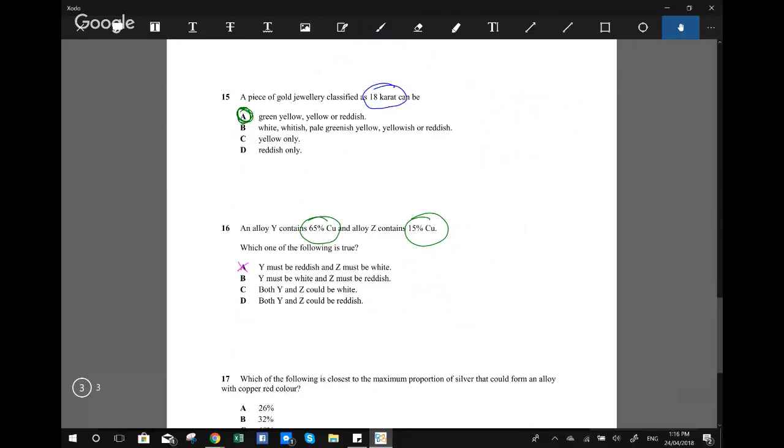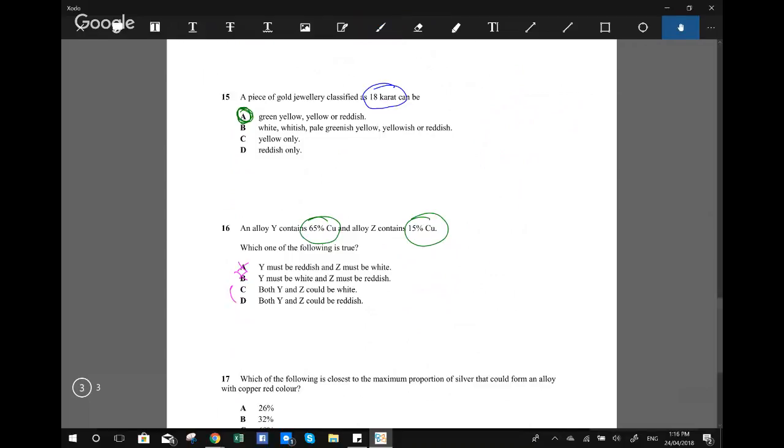And if you notice how it's been written, it says Y must be and Z must be. You know, it's very restrictive. So B is probably not right as well. It says Y must be and Z must be, because we can see just from the diagram that Y and Z could be a range of different colors. It's probably not B. We'll look at C and D.